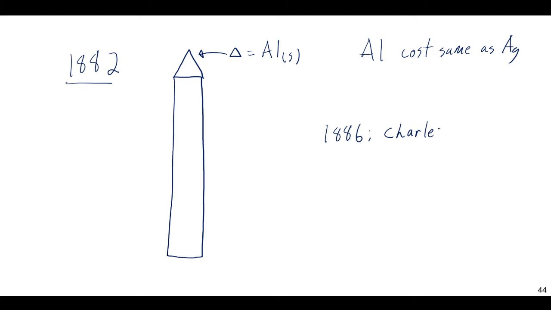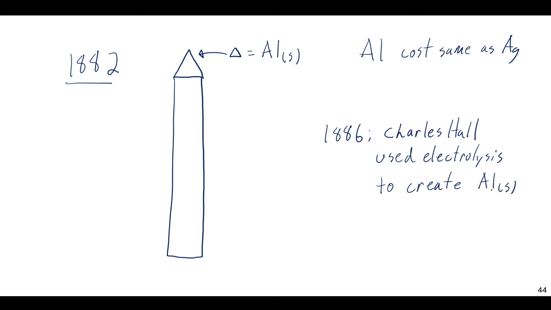Okay, it turns out in 1886, Charles Hall, at the age of 21, used electrolysis, like we just talked about, but used it for aluminum. And he was able to synthesize pretty cheaply solid aluminum from aluminum oxides and other minerals from the earth. It used to be really energy intensive to isolate aluminum, hence why it cost so much, the same as silver in 1882. But then Charles Hall came along, used electrolysis, used chemistry, created a bunch of solid aluminum. And so aluminum's price dropped incredibly.